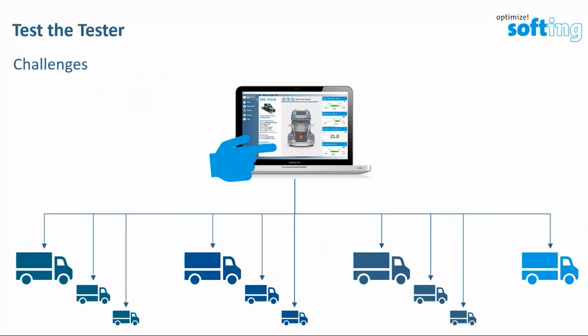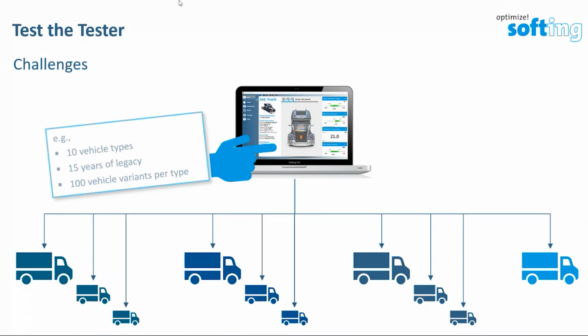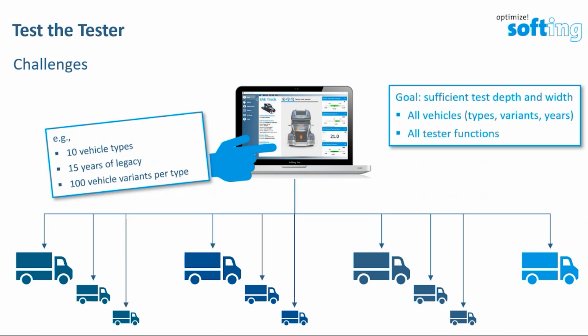So the challenge for the tester is we have to test the tester properly. And to perform a regression test, it is essential to have all the vehicles, meaning types and variants, checked. So let's say, for example, we have 10 vehicles, then we have 15 years of legacy we want to cover, and we also have up to 100 vehicle variants per type. So you can see for yourself that's a lot of variants we have to look at.